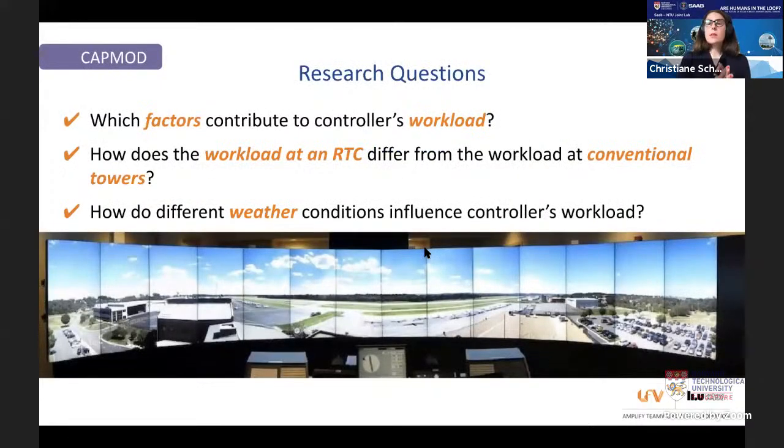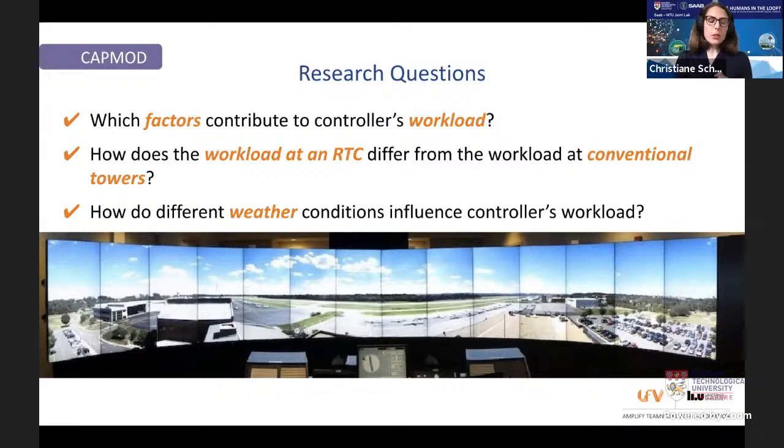Yeah, so as Tatiana said, we wanted to figure out how we can include the controller workload into our optimization framework. The question that we asked ourselves for this project is first, which factors contribute to the controller's workload? Which factors drive the workload of an air traffic controller? And then in particular, if we look at the workload of a controller working at a remote tower center and at a conventional tower, how does that differ?